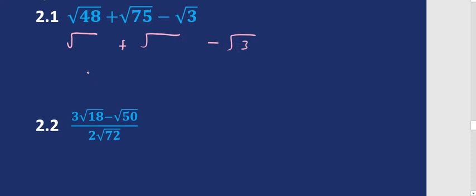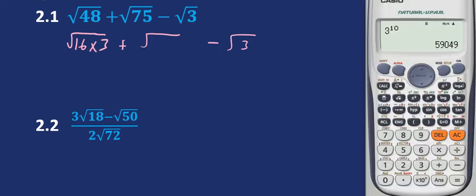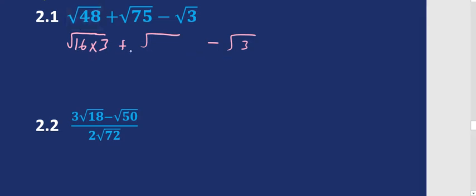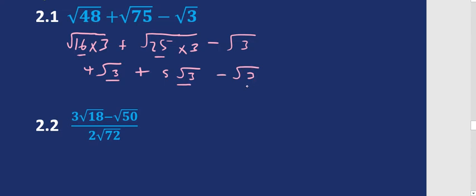What two numbers would give us 48? One number can be square rooted, and the other number is a prime number. Those numbers are 16 and 3. 16 times 3 will give you 48. 16 can be square rooted, and we already know that 75 can be broken into 25 times 3. The square root of 16 is 4, and don't forget the root 3. The square root of 25 is 5, and don't forget the root 3. As you can see, all three terms have root 3 in common, so we can add the coefficients. That would be 4 plus 5, which is 9, and 9 minus 1 is 8 root 3.